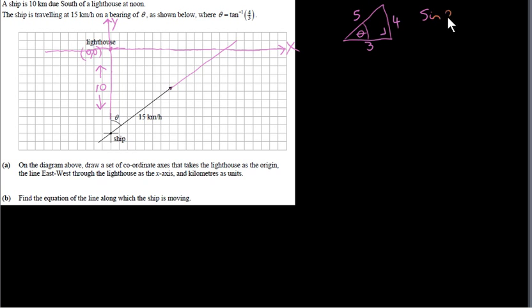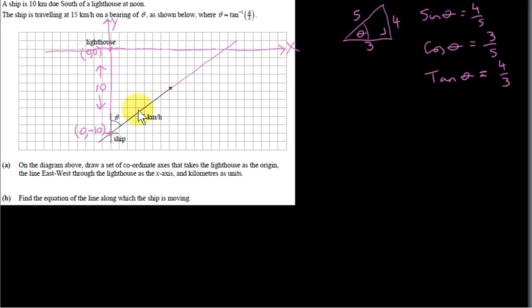So we can see that the sine of theta is opposite over hypotenuse. The cos of theta is adjacent over hypotenuse. And of course the tan of theta is 4 over 3, opposite over adjacent. This point here has coordinates 0, minus 10, because it's a point that's below the origin. So its y value is negative.